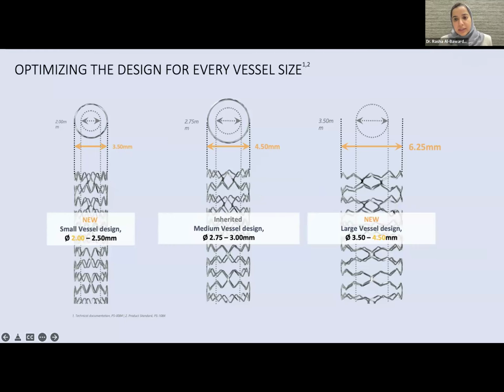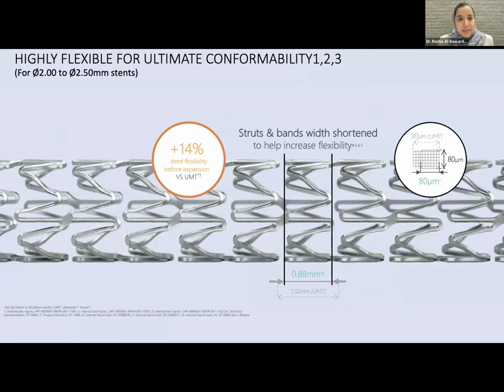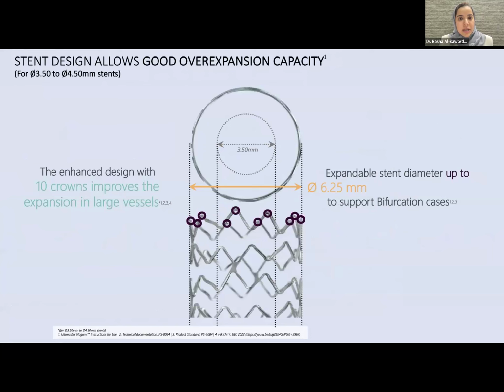And the newer, larger vessel design, which is very important to the majority of us, is 3.5 to 4.5, and the overexpansion goes all the way up to 6.25. It does have that flexibility before expansion, so it actually helps in terms of deliverability, especially in small vessel disease and calcified lesions. And the addition of additional crowns, so 10 crowns, helps with the expansion.